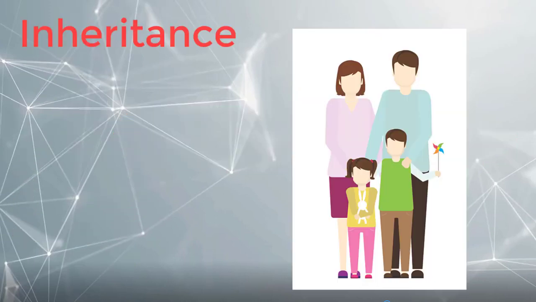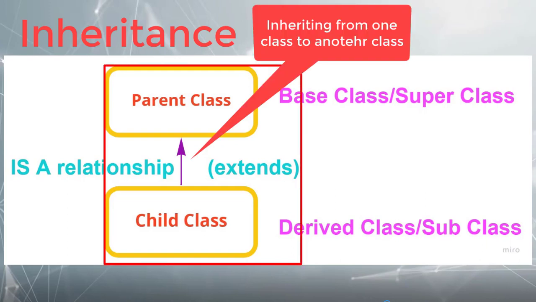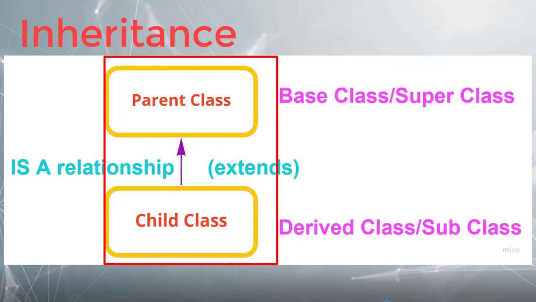If we take a real-time example, children inherit some properties from their parents. In the same way, in programming, inheriting properties from one class to another class is called inheritance. Here, there will be two components, parent class and child class. Parent class is also known as superclass or base class. Child class is also known as subclass or derived class.